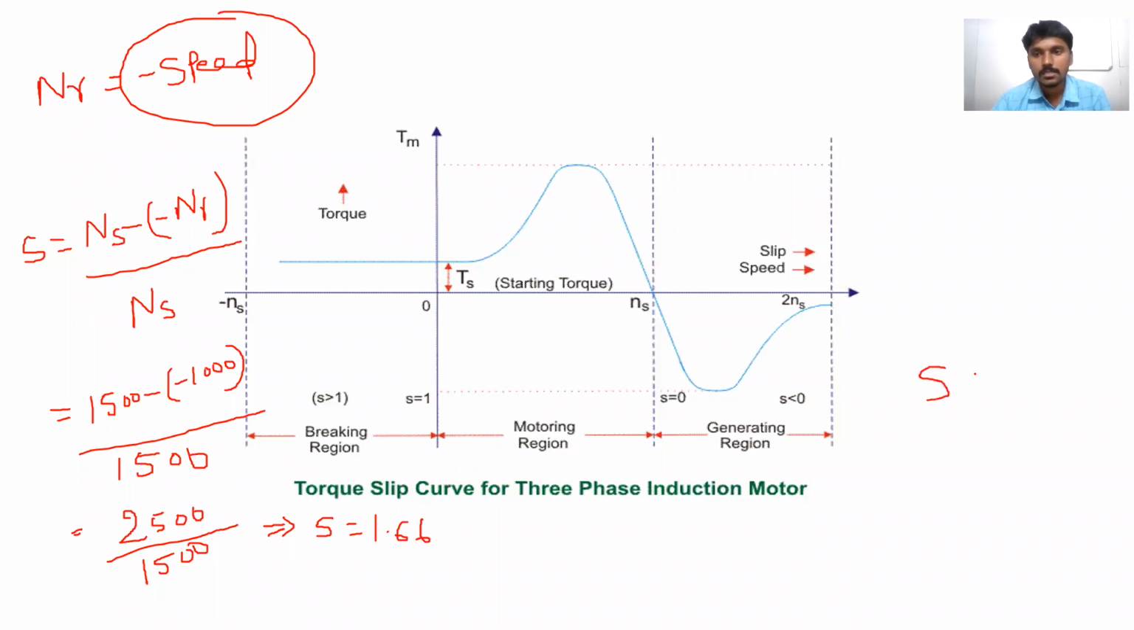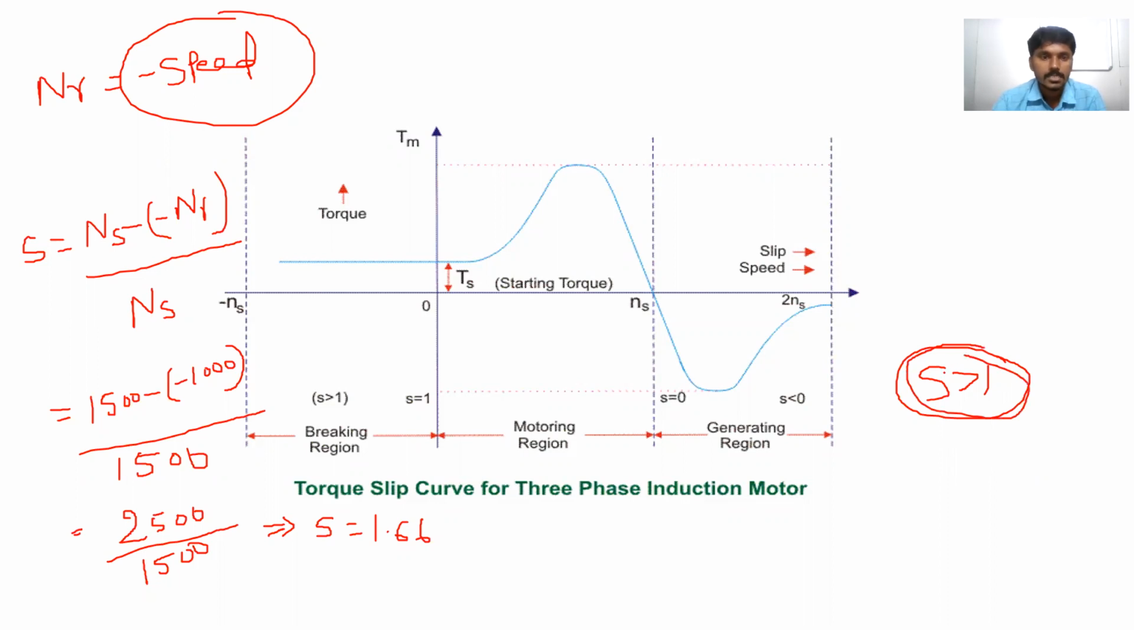1.66 means S is greater than 1. If S is greater than 1, then it will go into the braking region. The motor is operating in the reverse direction. The slip is more than 1, so the machine will work as a braking operation, that is a plugging operation. Plugging is also braking. Clear?